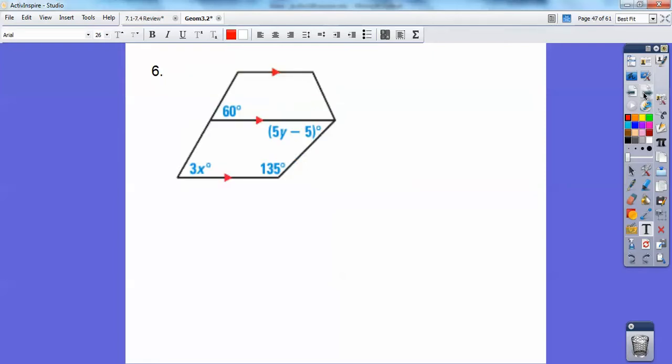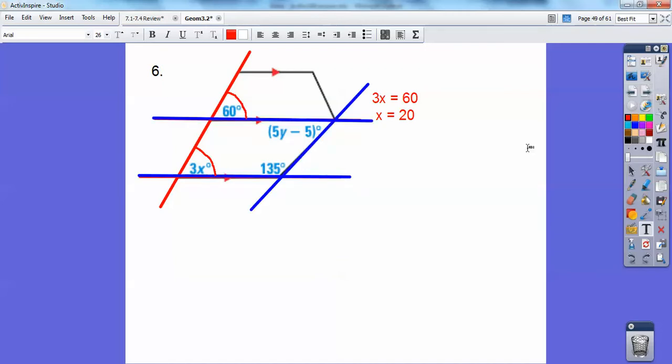Okay, here's another one. Picture looks confusing, but if you just look at those parallel lines, they give you corresponding angles. They're equal, so x must be 20. And to get those other angles, those are consecutive interior angles again, so those add up to 180. So 5y minus 5 plus the 135 equals 180. And then you solve for y.